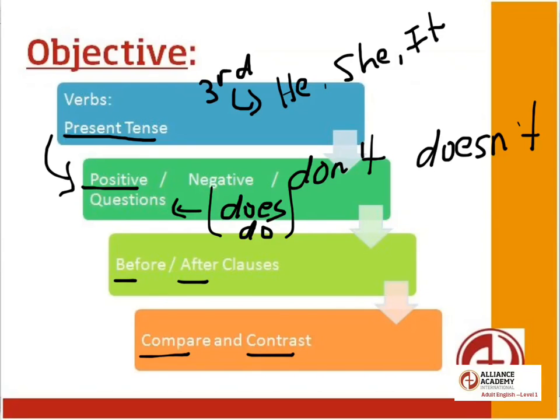Canada is bigger than the United States. The United States is smaller than Canada. These would be examples of how to use compare and contrast.